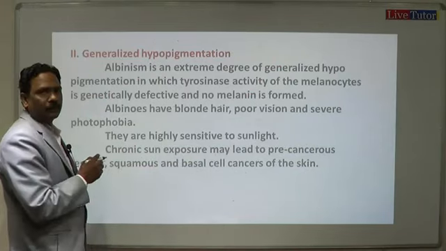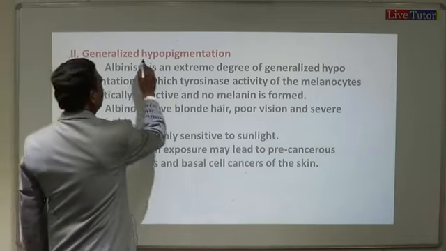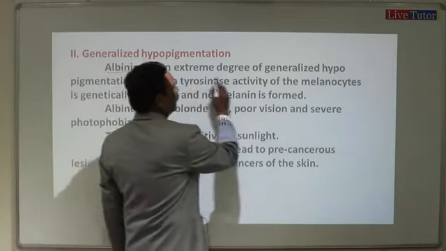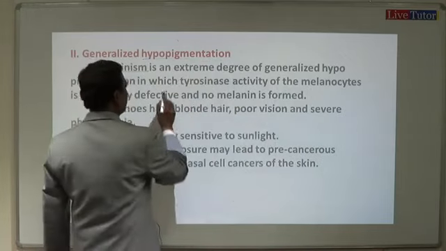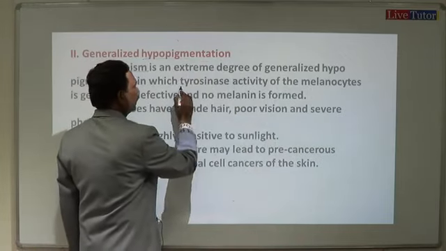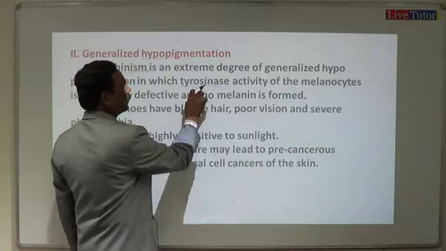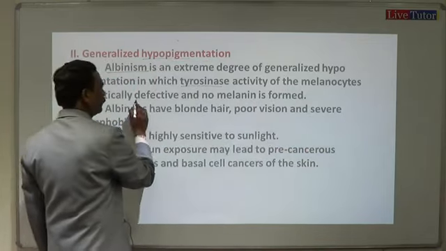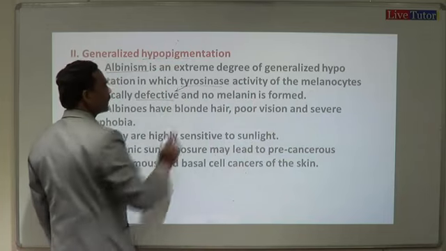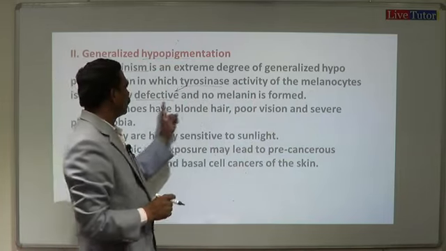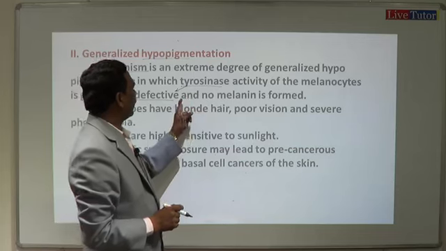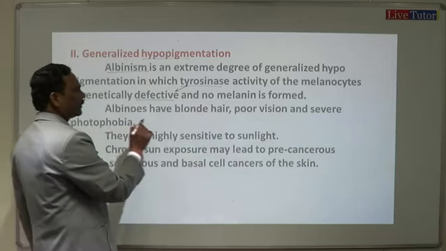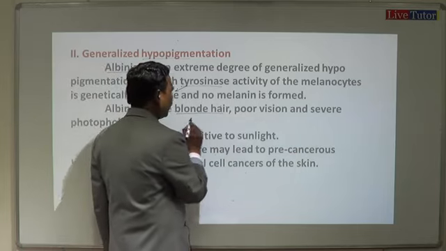Then generalized hypopigmentation. Remember, albinism is an extreme degree of generalized hypopigmentation, in which the tyrosinase activity of melanocytes is generally defective. Remember, there is no synthesis of the tyrosinase enzyme to convert the amino acid tyrosine into melanin pigment. And people with albinism have milky white skin.